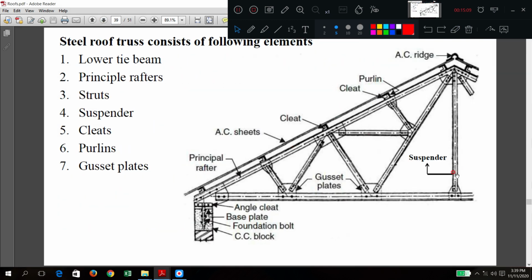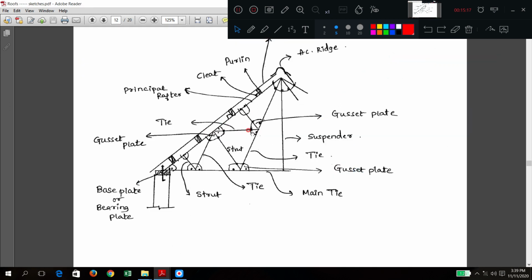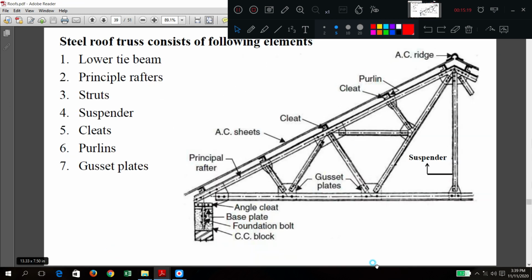Can you see this one? The same diagram which I have drawn here, I tried to draw like this. So can you see this one? This is a main tie, and these are normal ties. What are these? Struts, no? Sorry, this is a tie. Okay, these are struts. This one is the strut. This is the king post.